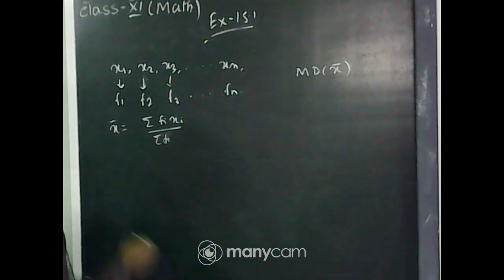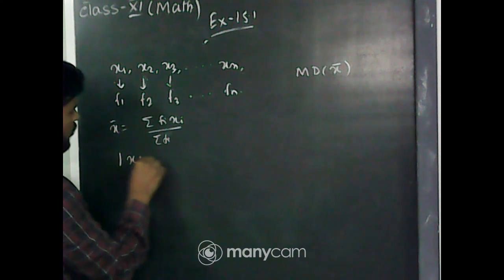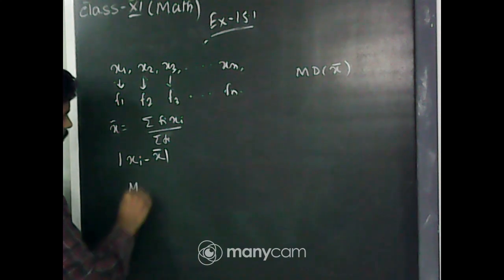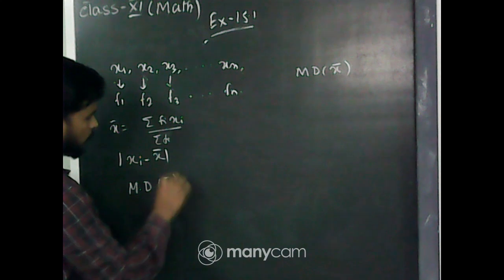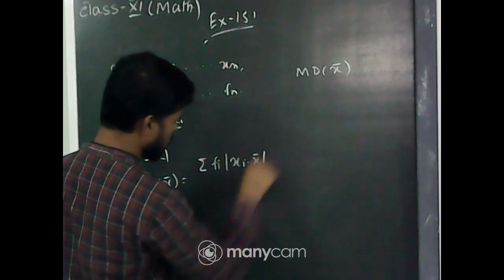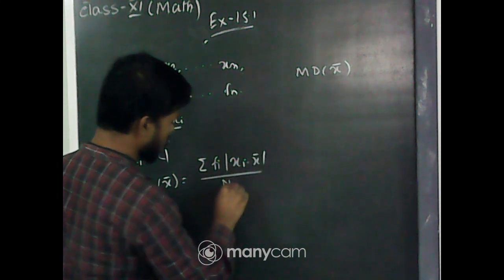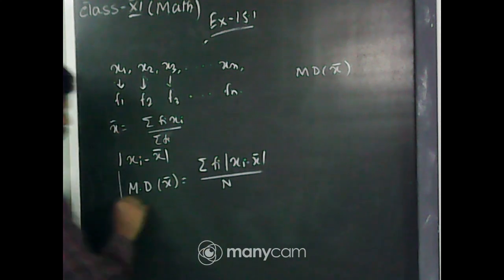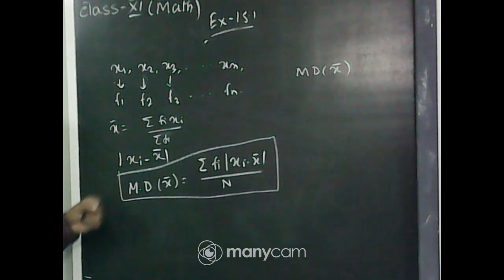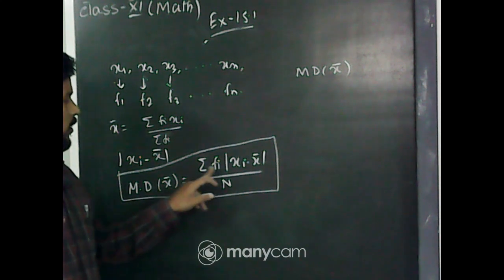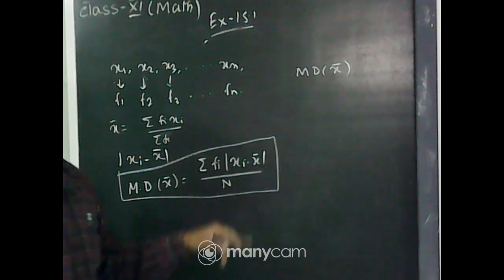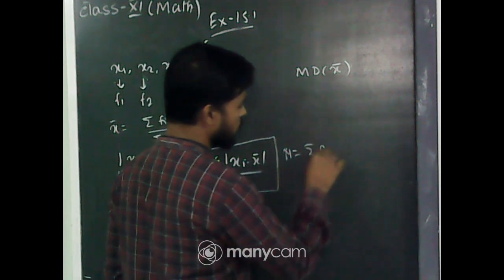Whenever mean is known, then we have to find the absolute deviations of the data from this mean. Then, the mean deviation about the point x bar is equal to summation of fi mod of xi minus x bar divided by summation of fi, or you can say n. So, this is the formula to find the mean deviation of given data which has some frequency. Mean deviation about x bar equals summation of fi into mod of xi minus x bar divided by n. N means the sum of the frequencies, summation of fi.